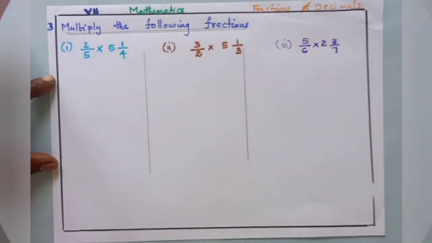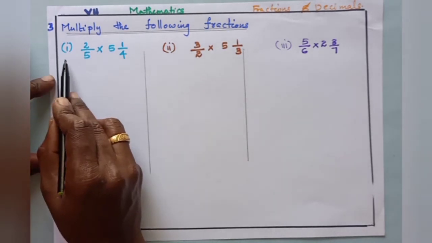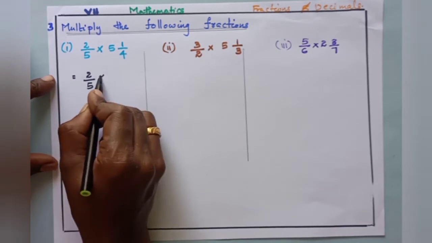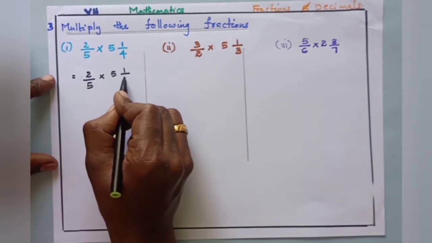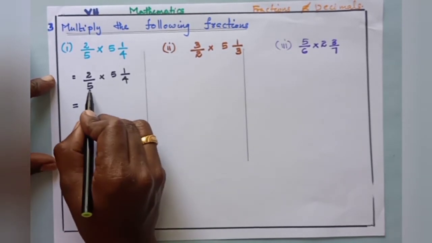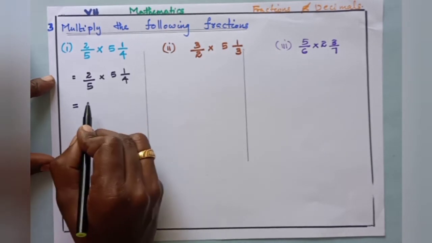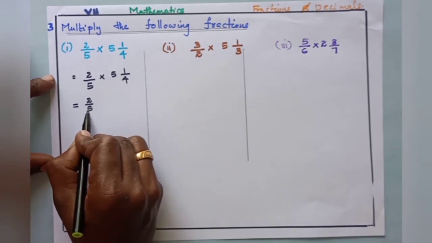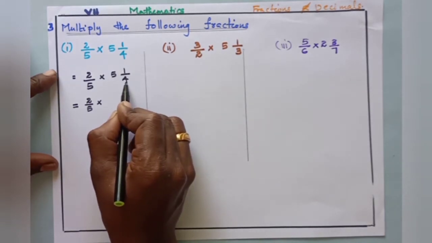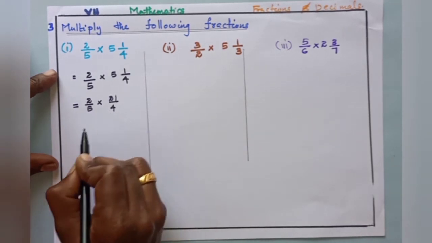Okay students, the next type: multiply the following fractions. First question, 2 by 5 into 5 and 1 by 4. So we know the product of a fraction and a mixed fraction: first convert the mixed fraction into an improper fraction. 5 into 4, 20 plus 1, 21 by 4.